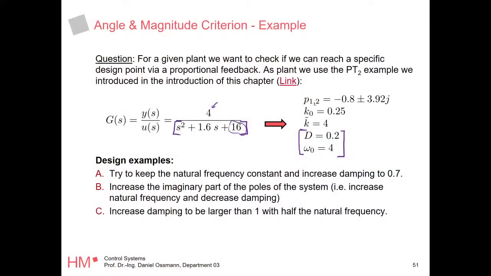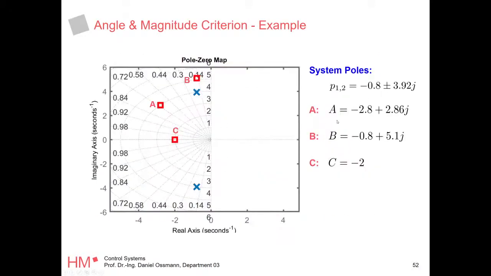So let's take a look how these 3 constraints or design examples and our system look in the pole zero map. Okay, so if you look here, this is our system, right? These are the poles of our system. These 2, it's a PD2. The first design example, we said we want to increase the damping from 0.2 to 0.7. And keep the natural frequency constant.